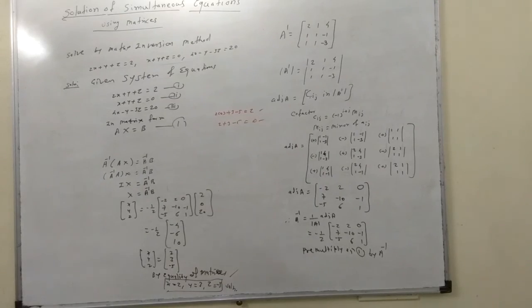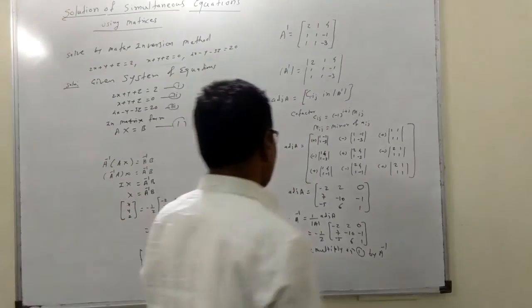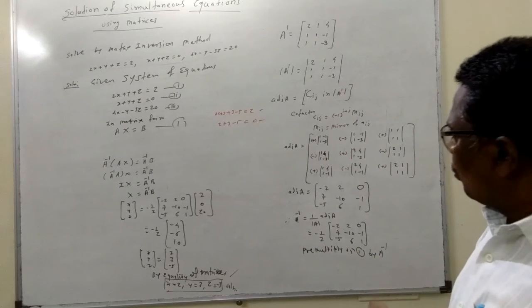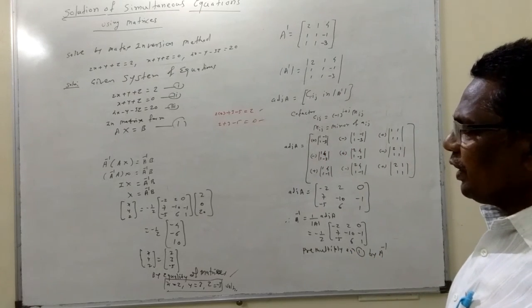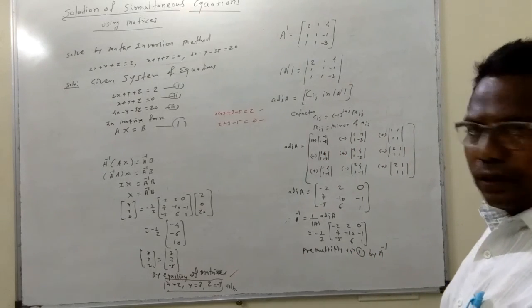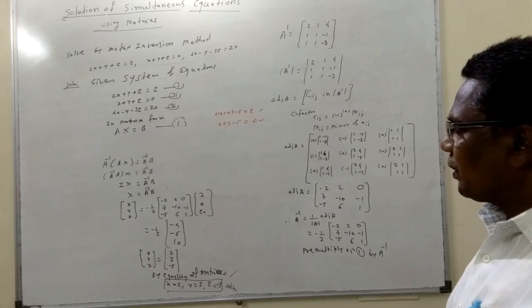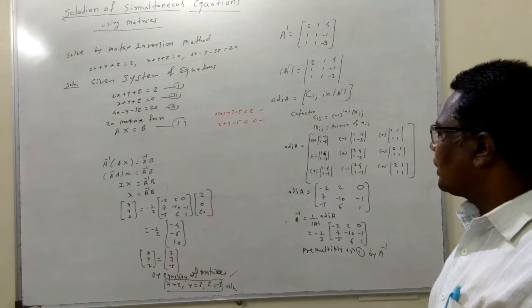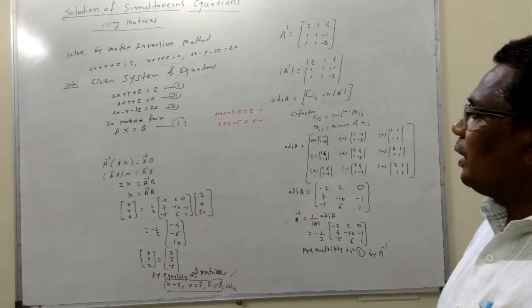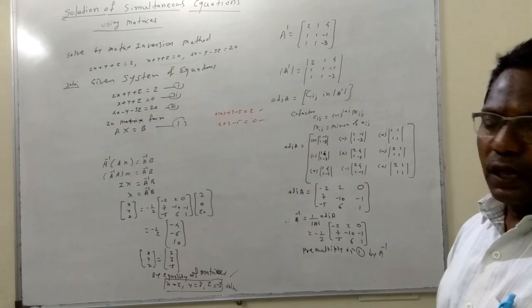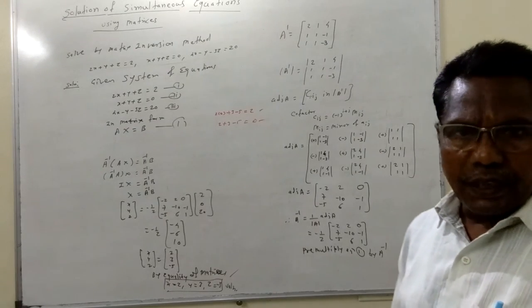So this is about the matrix inversion method. Only the change is in how to find the inverse; you can follow any method. You can find it by the adjoint method, or by the elementary row transformation or elementary column transformation method.